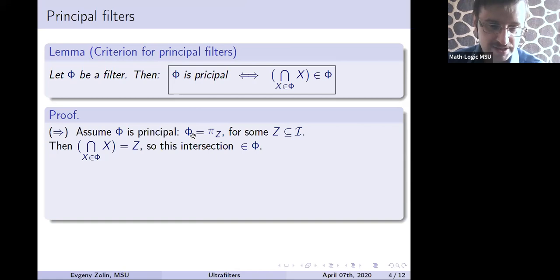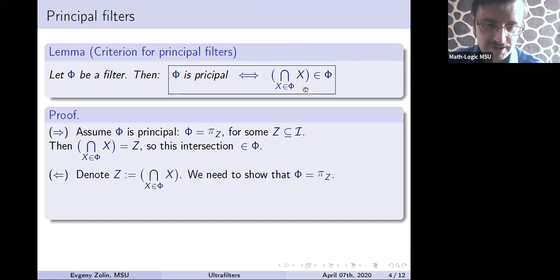Because phi consists of z and bigger sets, the intersection is exactly the smallest of them, z. So this intersection, which is z, belongs to our filter phi. So we're done.